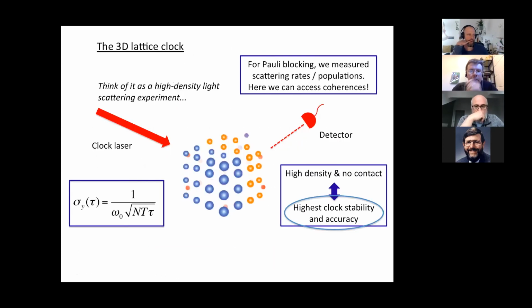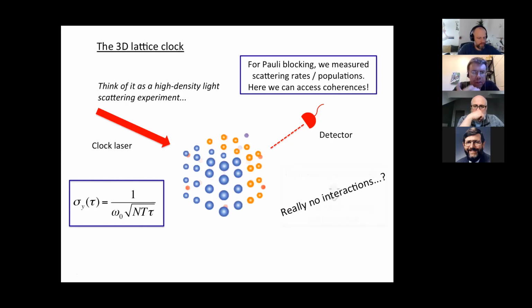Here I was saying, okay, a 3D lattice clock is a scenario where we create this dense array of atoms. The spacing is given by half of the magic wavelength that we're using to confine the atoms. At the end of the day, you can also think of the lattice clock as a scattering experiment. Of course, normally we don't detect the scattered photons. We just detect ground state populations.